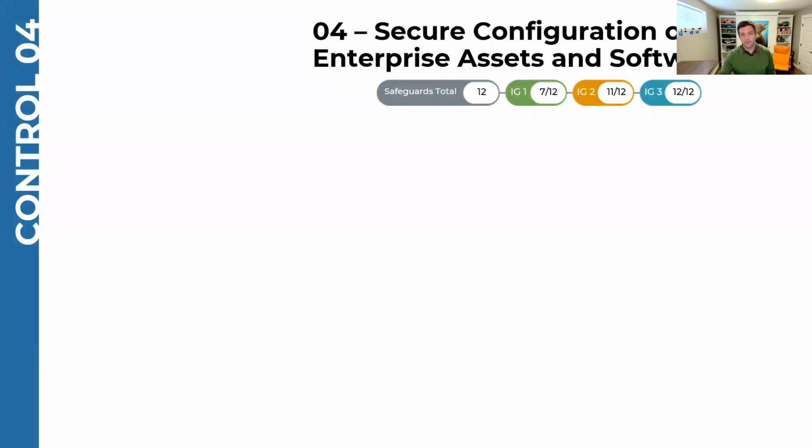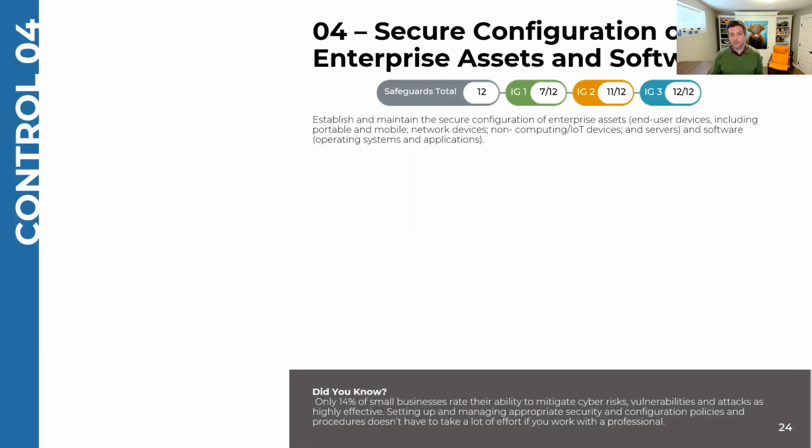Number 4, a secure configuration of enterprise assets and software. We'll see we have 12 safeguards in this category. This is essentially about making sure that when we install new technology in our business, that it is fully vetted and reviewed and configured and set up to a certain set of standards.